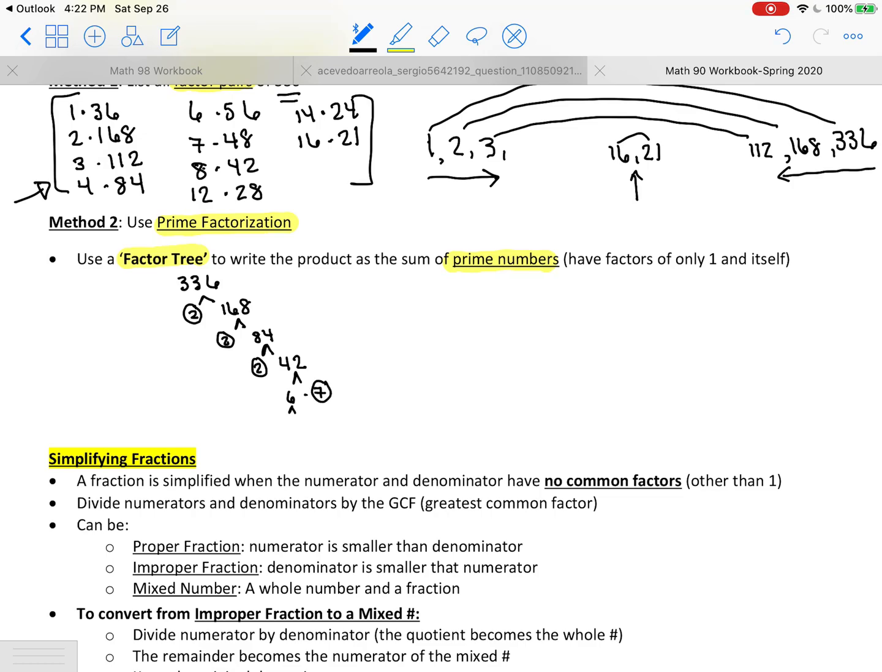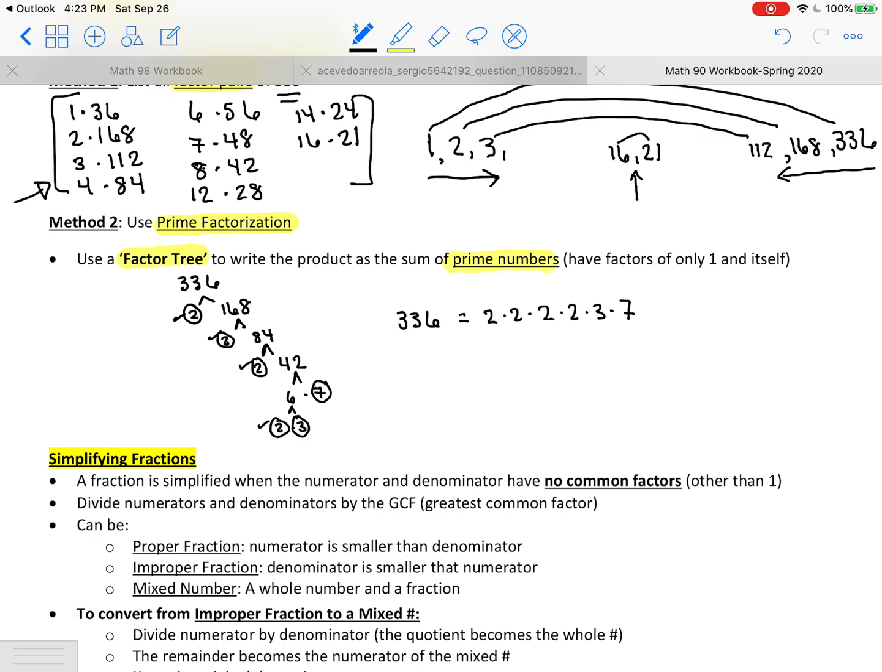So I know that this is 6 times 7. I know 7 is prime. 6 is not, but 2 times 3 is. They don't often teach to circle the prime numbers when you get to the end there, but I like that because it makes it easier for me to see what all my prime numbers are. So what this is saying, guys, is that 336 is equal to 2 times 2 times 2 times 2 times 3 times 7.